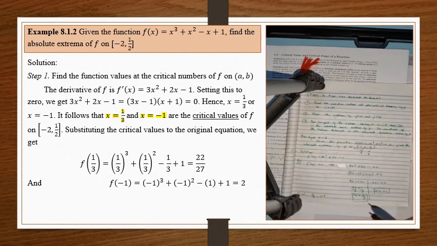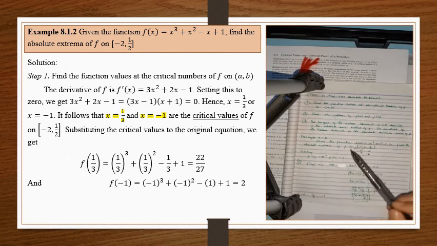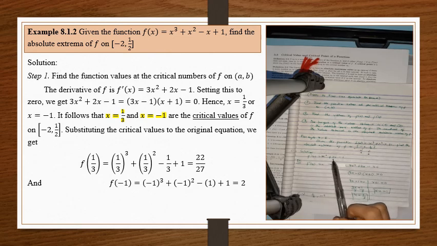Okay, so the first step is find the function values at the critical numbers. So, ibig sabihin, derive natin to. Then, after that, equate natin sa 0. So, ang derivative ni x cubed plus x squared minus x plus 1 is 3x squared plus 2x minus 1. Okay, so ito yung derivative niya. And then, equate natin to sa 0. So, we have 3x squared plus 2x minus 1 equals 0. And then, ang factors nito class is si 3x minus 1 and si x plus 1. Okay, so I hope na may idea na kayo kung paano mag-factor ng given equation. Okay, so after natin siyang ma-factor, equate natin lahat ng factors niya into 0.